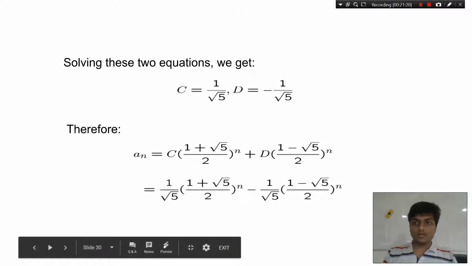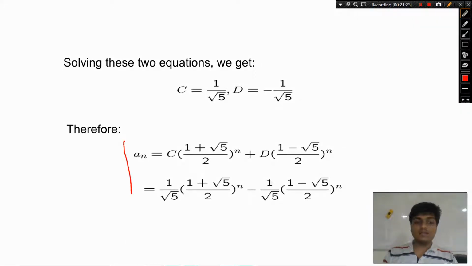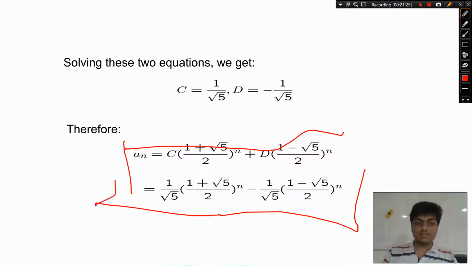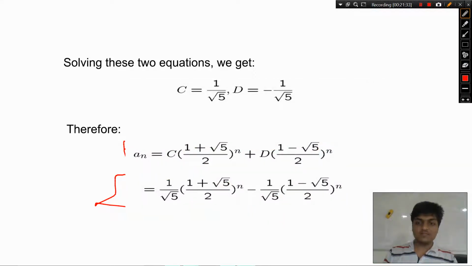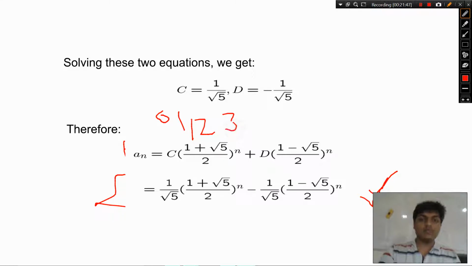So basically, this equation is the closed form solution to the Fibonacci equation. It's very surprising, but for example 0, 1, 1, 2, 3. If you put n equal to 5 here, you will get 3, right?